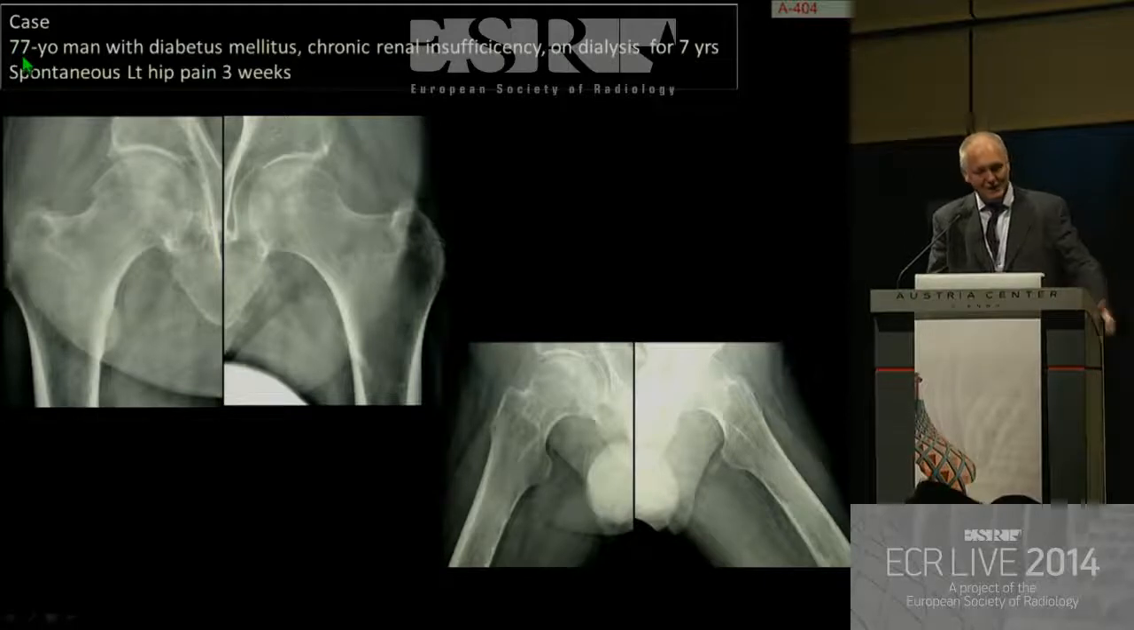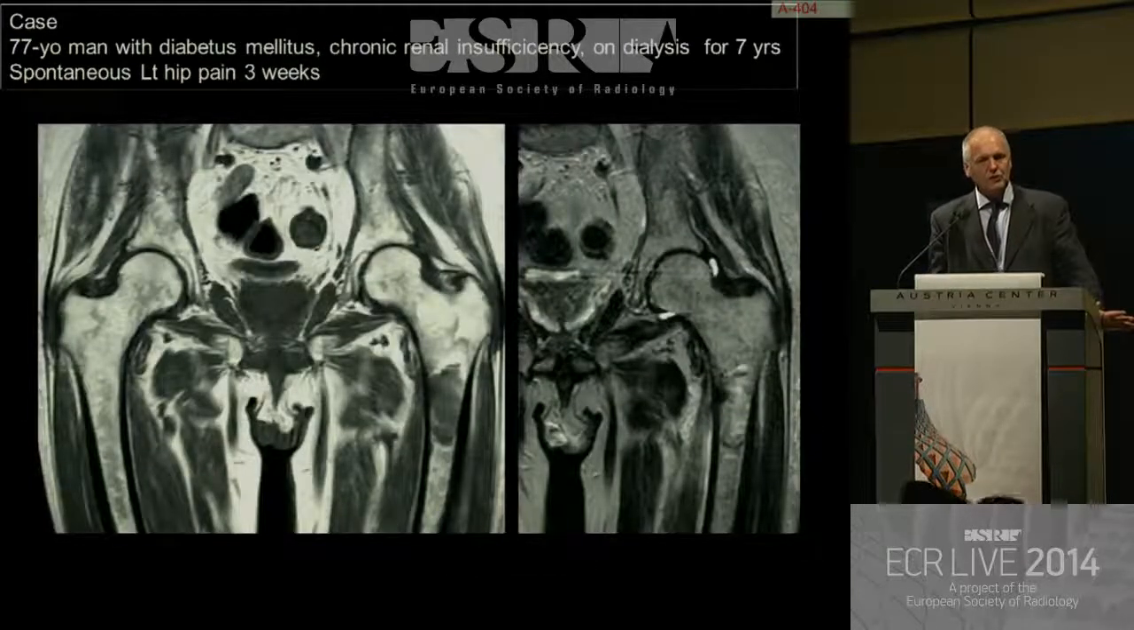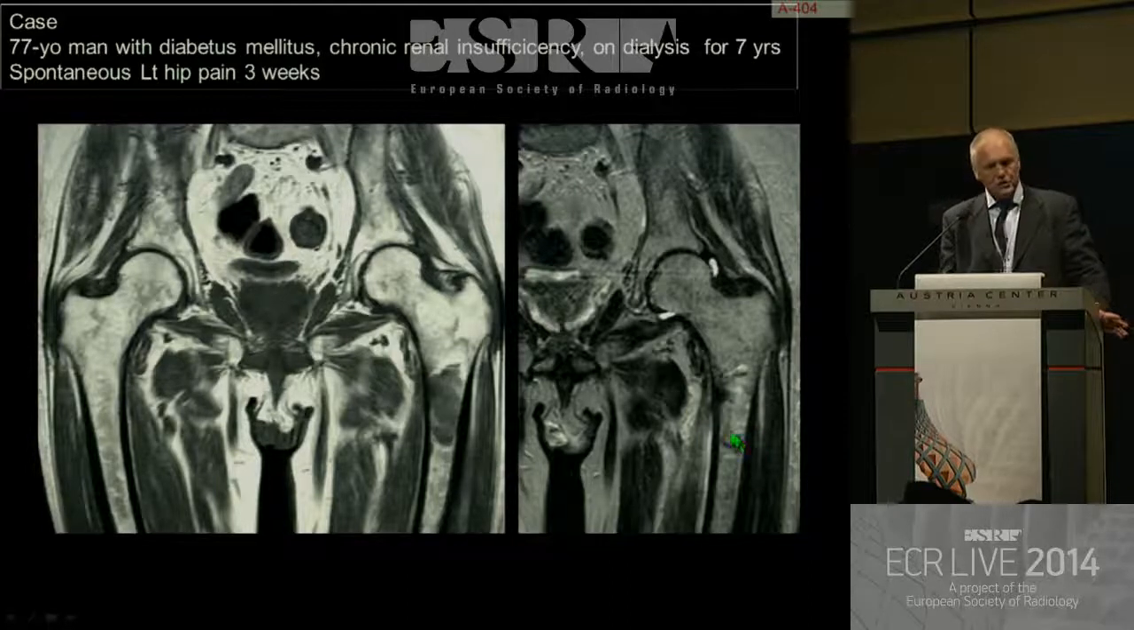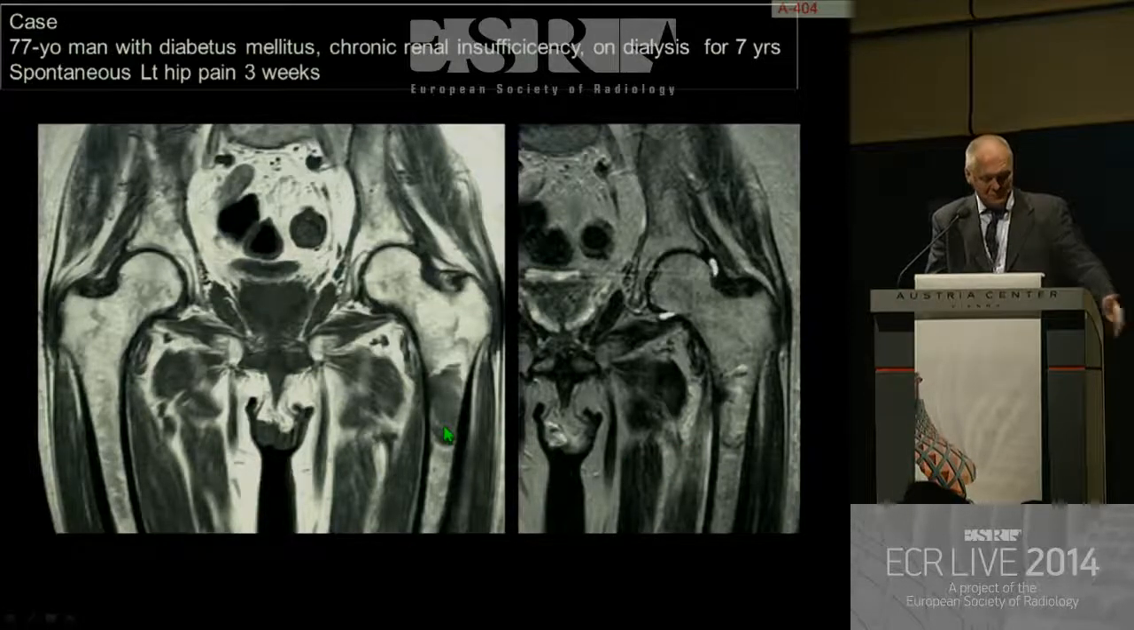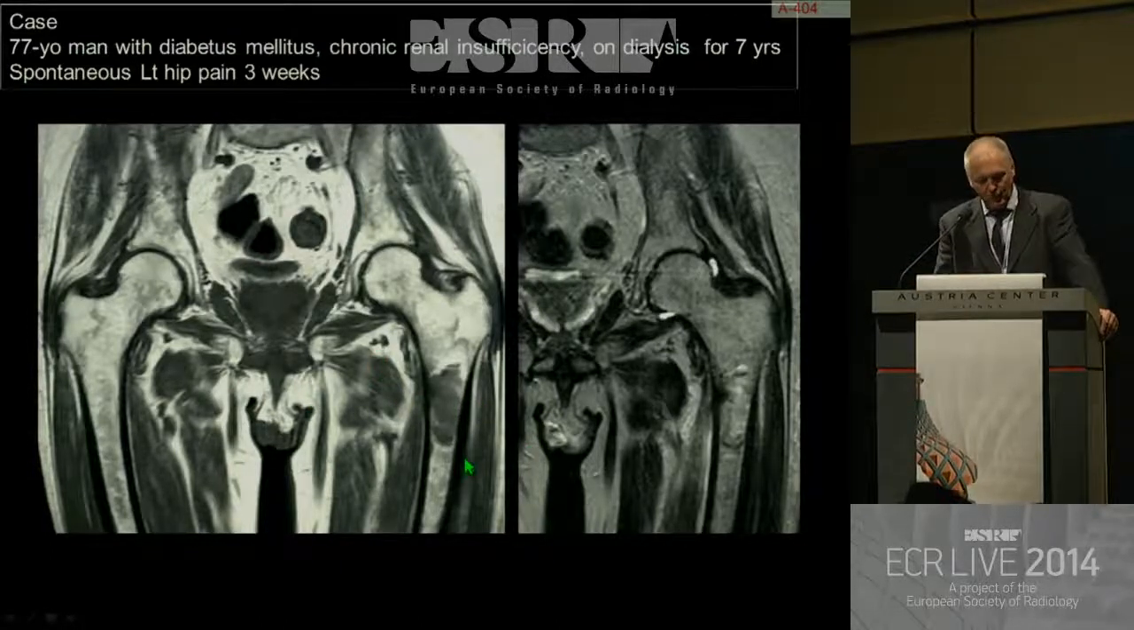77-year-old man, diabetes mellitus, chronic renal insufficiency, dialysis, got pain on the left side, nothing on the X-ray. Corresponding MR: low on T1, high on T2. You might give an extremely large differential diagnosis. It could be a metastasis, it could be myeloma, it could be an infection, whatever you like. Please think of this fracture. Where is it? I don't know. Some of you might help me to show that area.